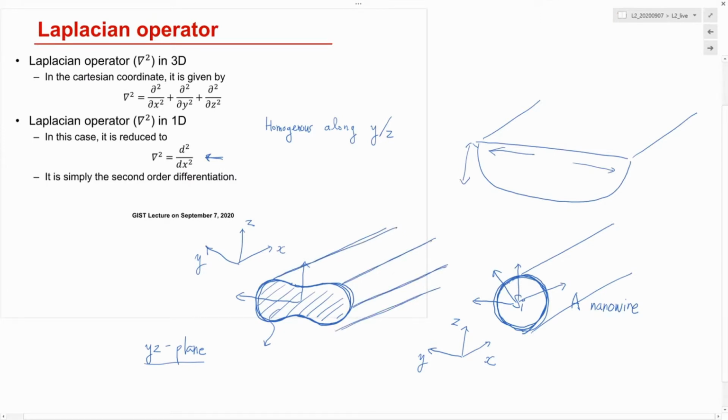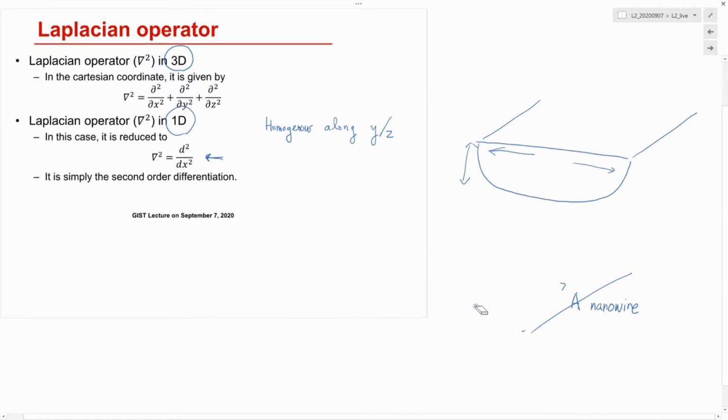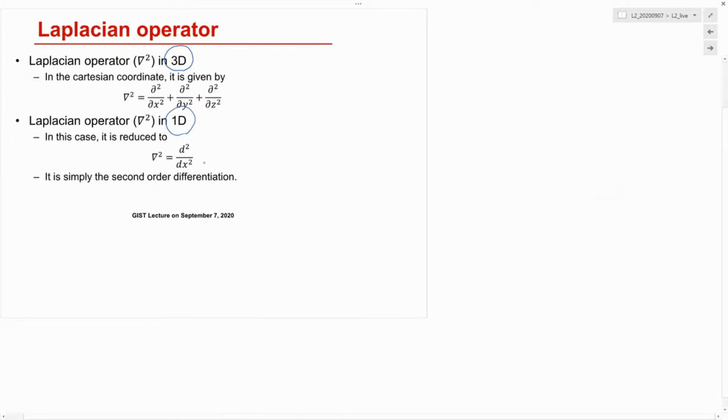I want to say the Laplacian operator is in principle 3D. However, there are many good examples where the Laplacian equation can be safely regarded as a one-dimensional case, and therefore our assumption of a one-dimensional Laplacian is not that much off from the realistic example. Although the problem is simple, it is really practical. Anyway, we will work with this second order differentiation.